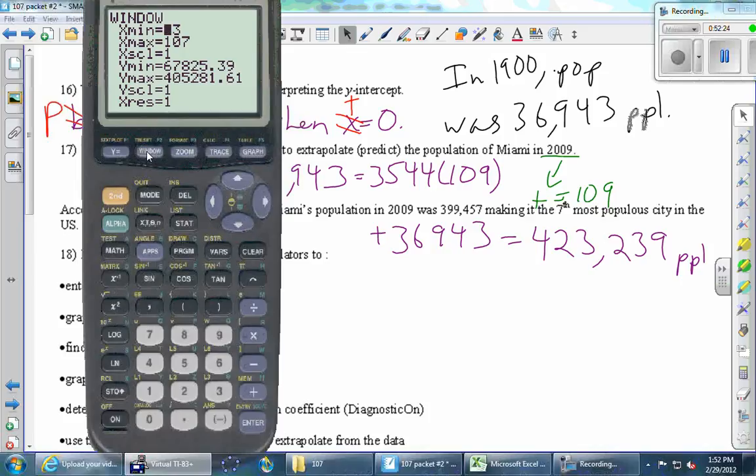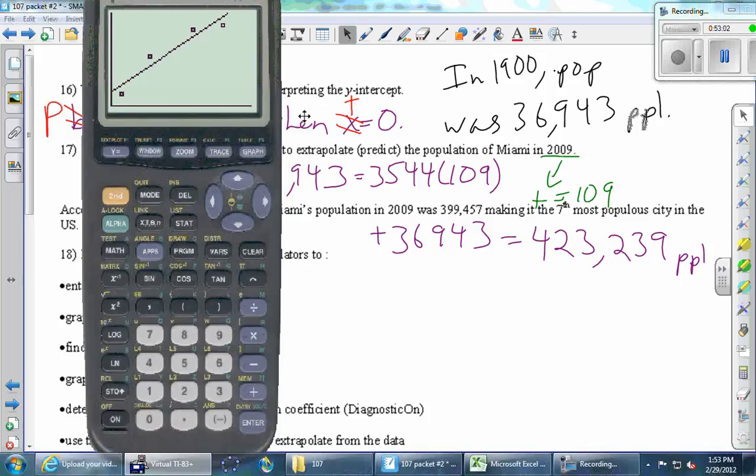What's the biggest X value in this window? It's 107. What was the X value for 2009? It was 109. If I want the calculator to predict 2009, I need to at least put 109 in here. I'm going to go ahead and put like 120 just to make sure it's definitely bigger than the 109. So everybody change that X max to 120. And now we'll hit graph. And so this is just going to graph the line a little bit further to the right. It's no problem. It goes off the screen. It's okay.